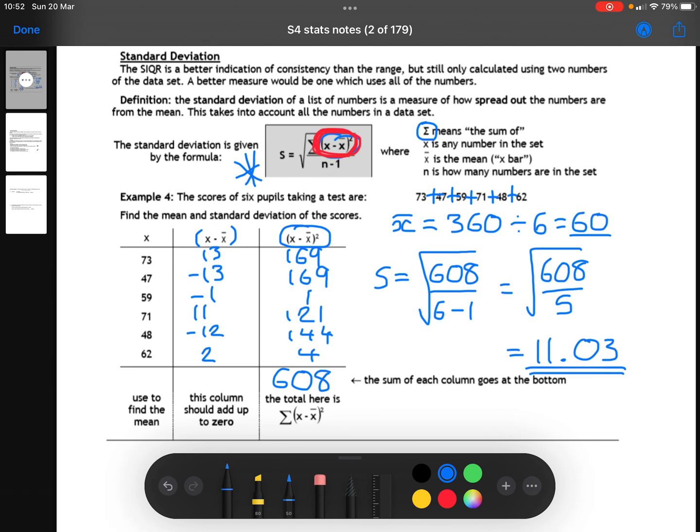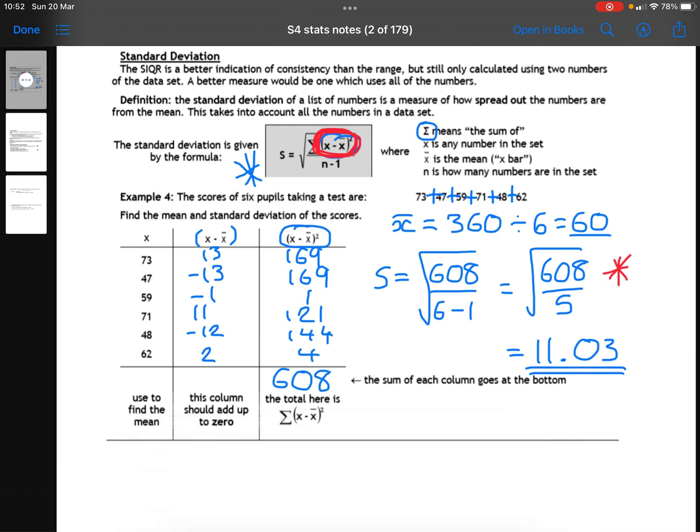So we'll go for 11.03, to 2 decimal places, and that is our standard deviation. Now, if you're not getting 11.03 or 11.027 out in your calculator, something's gone wrong when you've tried to put this calculation in. So if you're using a Sharp calculator, you will need to hit the square root button, then in brackets your calculation of 608 divided by 5. Okay, so just be careful with the way you're entering that into the calculator. Okay, and those are our calculations.